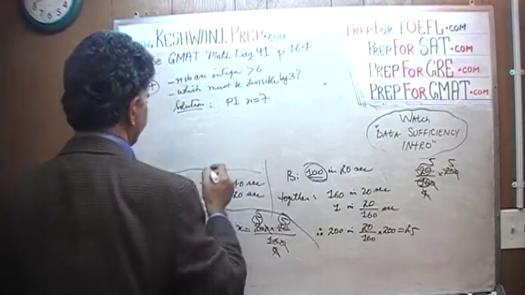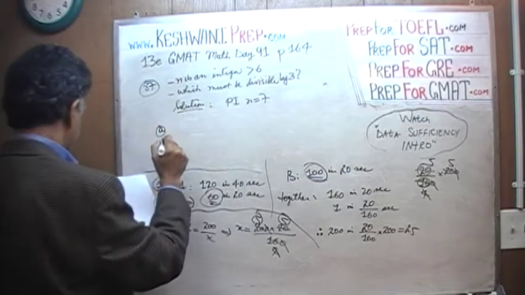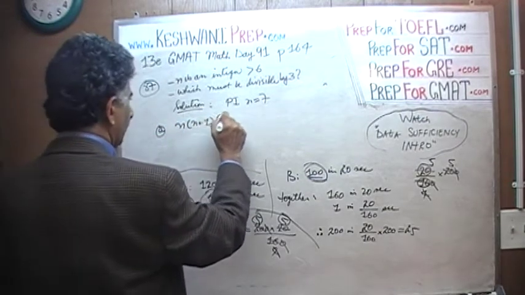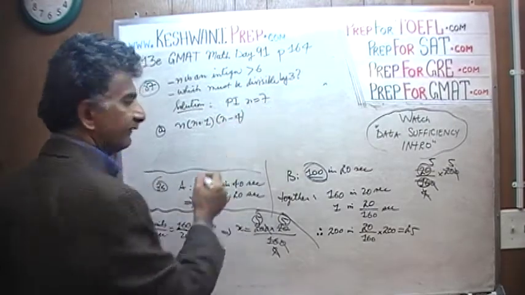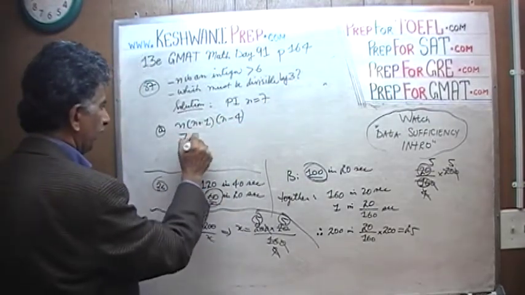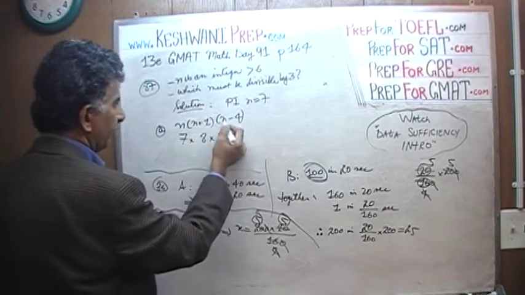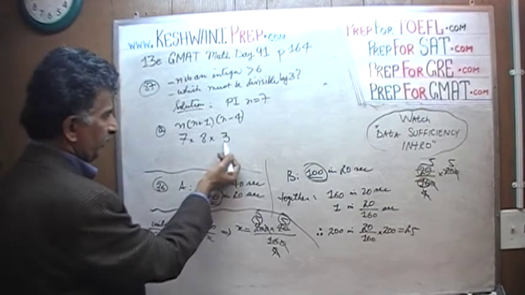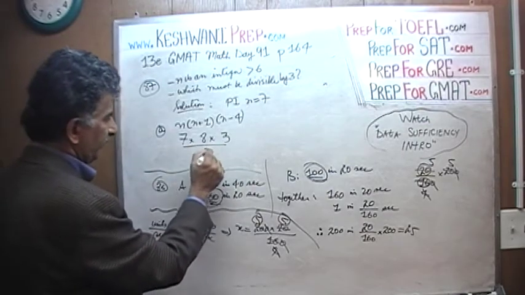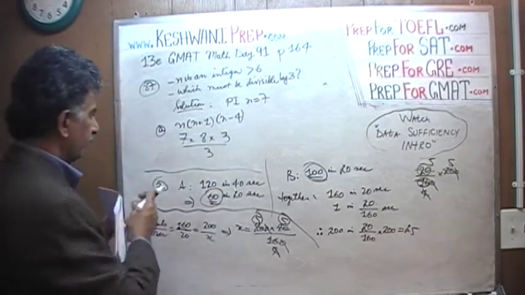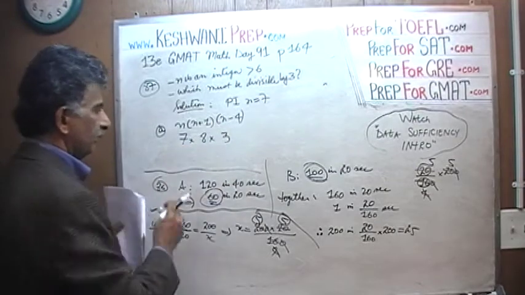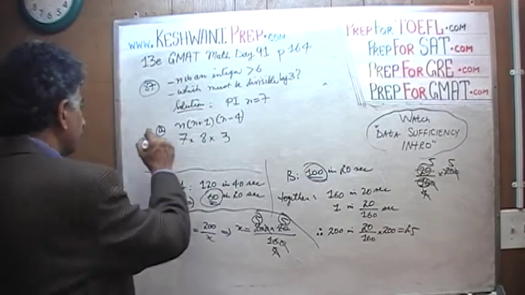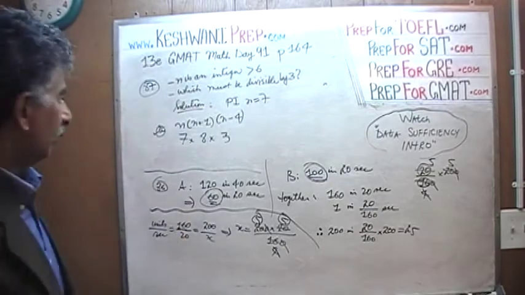Plug in n equal to 7. Answer choice A tells us n times n plus 1 times n minus 4. Now n is 7, so that's just 7 times n plus 1, which is 8, times n minus 4, which is 3. Since this turns out to be a multiple of 3, it can very easily be divided by 3, the 3 is going to cancel out. So this quantity is divisible by 3 because it has a factor of 3 in it. So that one is not something we can rule out.